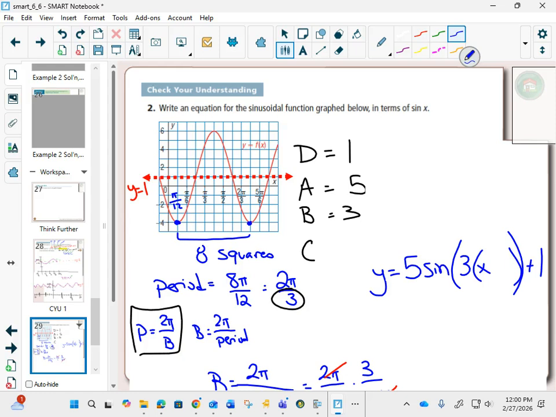If I do a positive sine graph, where does the sine graph start? In the middle going up. Where do I have in the middle going up on my graph? I have it right here. 1, 2, 3 squares to the left. I can show that by doing, 3 squares to the right minus 3 pi over 12s. And that would be my answer.